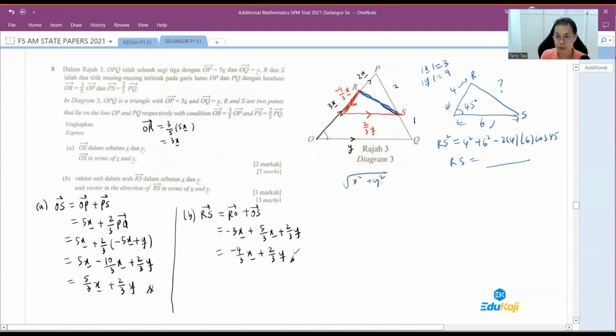Now this is not perpendicular. You can see x is going this way, y is going this way. They're definitely not perpendicular, right? So if you want to solve it anyway, you need to know this angle.